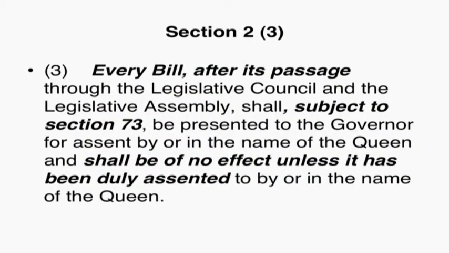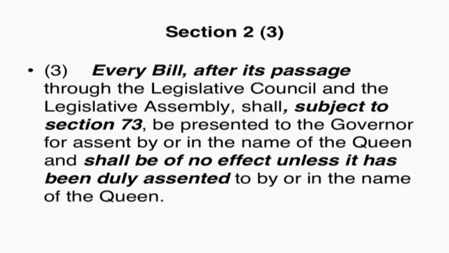Now we'll have a look at Section 3. What Section 3 says. Every bill after its passage through the Legislative Council and Legislative Assembly shall, subject to Section 73. So Section 2 is bound by Section 2 subsection 3 and automatically activates Section 73. You can't get around it any other way unless you're doing it deviously, and they've certainly done that.